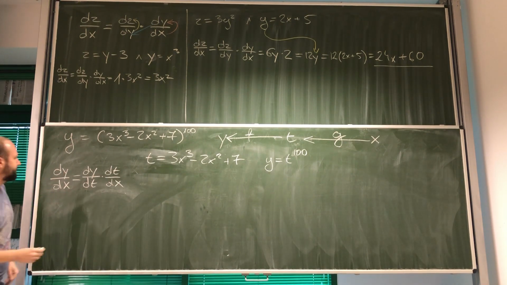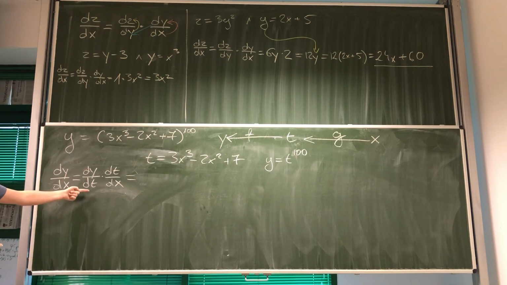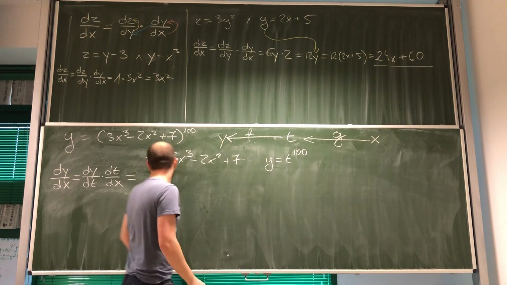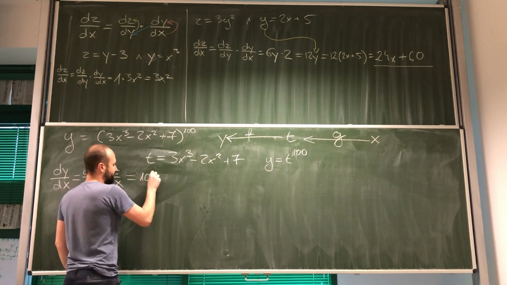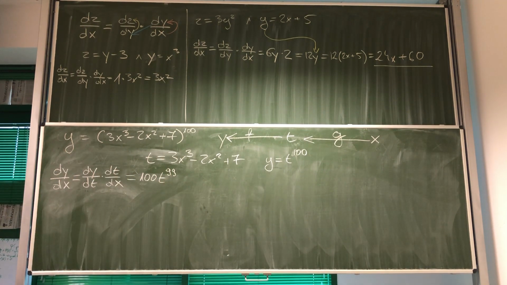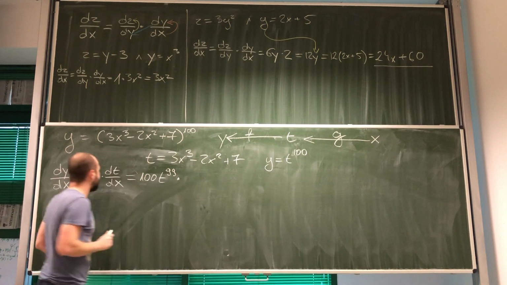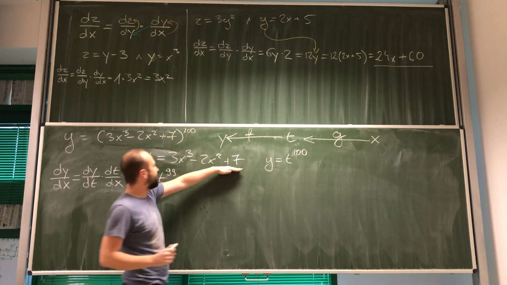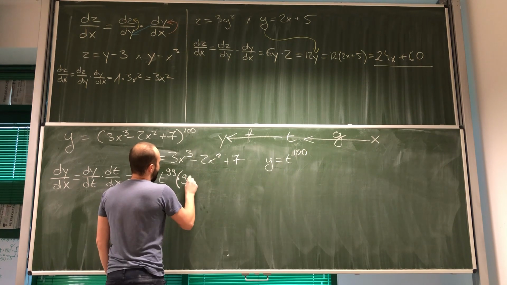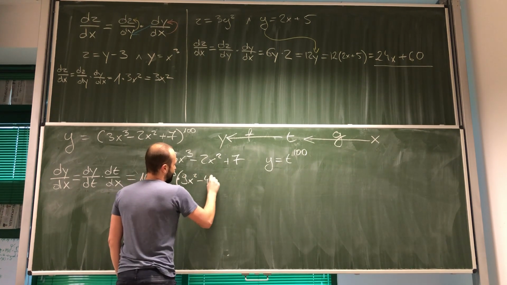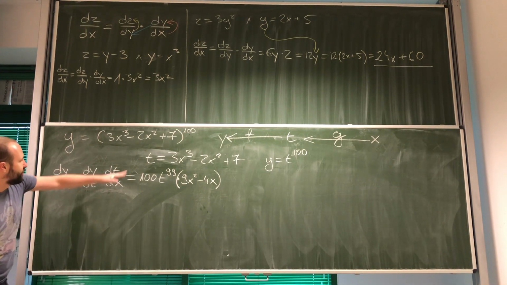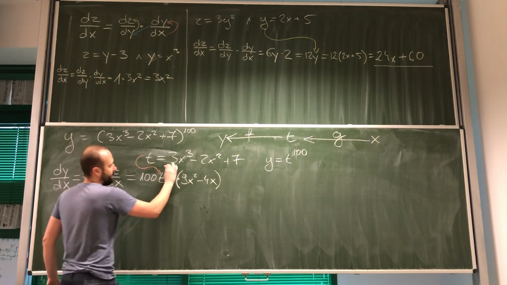Okay, how much is dy/dt? Well, dy/dt is simply the derivative of this with respect to t. So it's going to be 100 t to the power 99. Then we need to multiply it by the derivative of t with respect to x. So we simply differentiate this expression, and we get that this is 9x squared minus 4x, right? Because the derivative of 7 is 0. And look, we also know that t is equal to this.